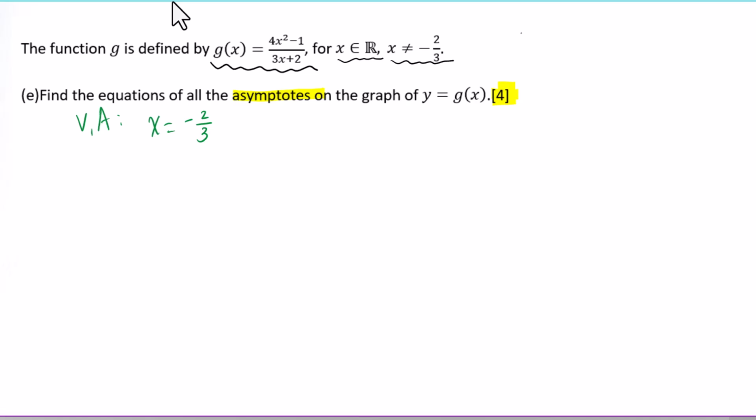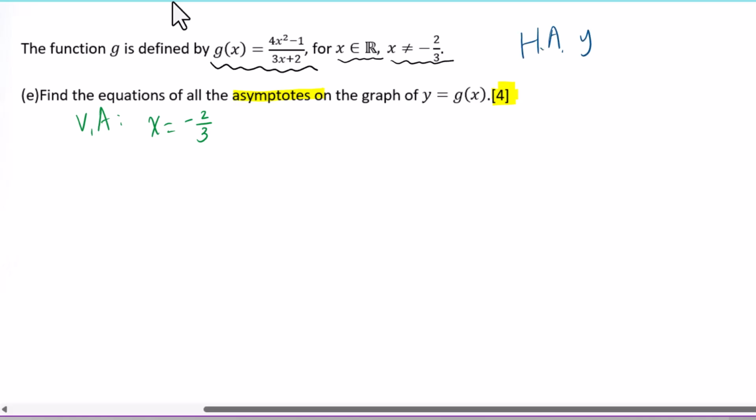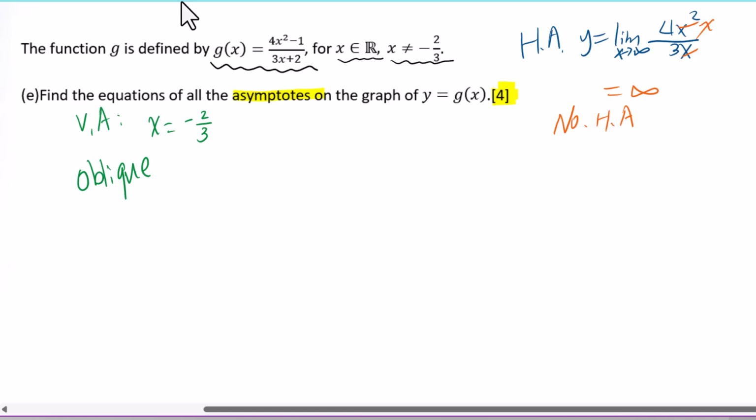Check horizontal asymptote line, y equals limit as x approaches infinity of leading terms 4x squared over 3x. Reduce. You will get infinity, which means no horizontal asymptote line. You can check the oblique asymptote line. For the oblique asymptote line, one more degree. Degree of numerator is 2. So there is an oblique asymptote line.